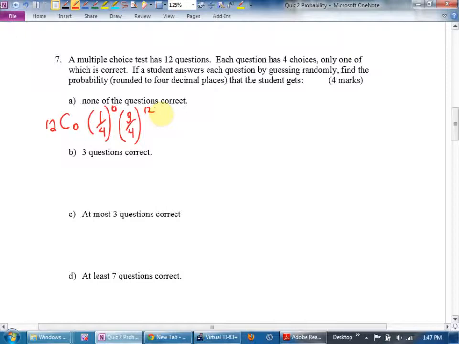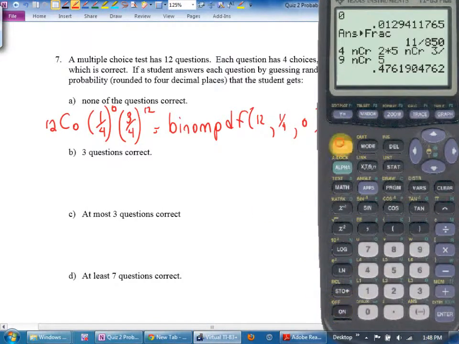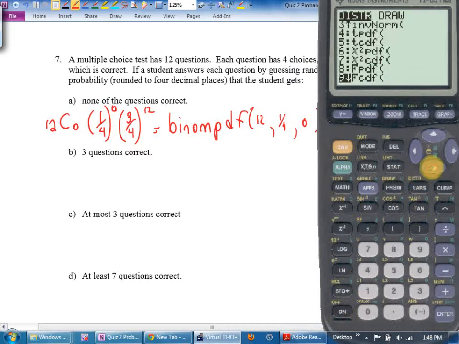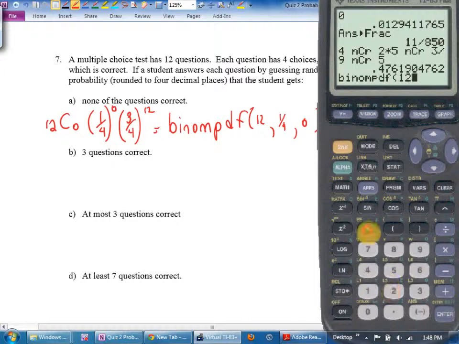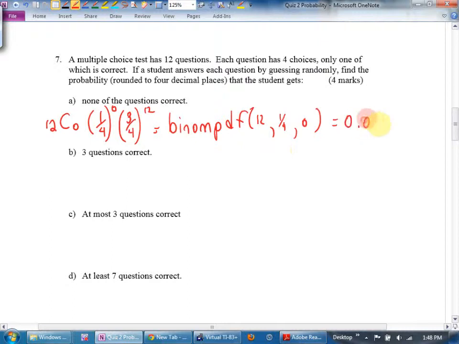Or if you're going to use your calculator and it's a written question, Kelvin, you must write this out. Show me the function and show me what went here. Otherwise, I can't give you full marks. And you would go 12, 1 quarter, 0. And I'm going to use my calculator because I'm a techie nerd. Twelve comma 0.25, which is also 1/4, comma 0. The odds of getting them all wrong, you know what, Brett, you'll probably get one right or more. 0.0317. 0.032, I'd take that as well.